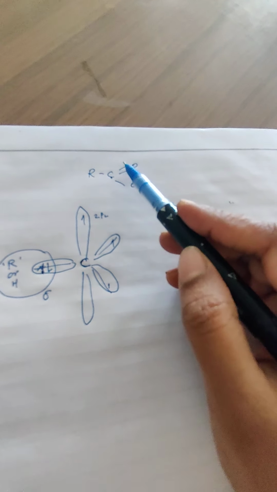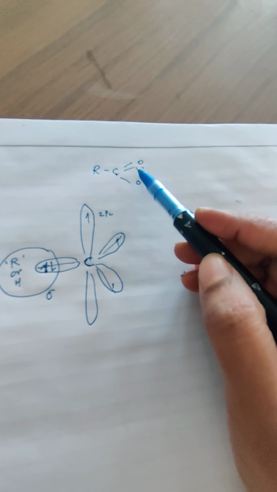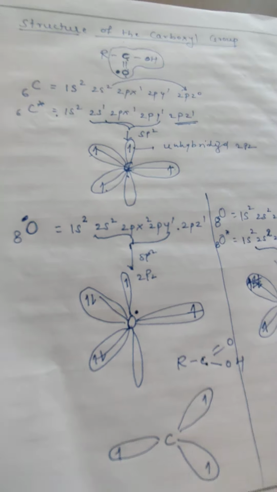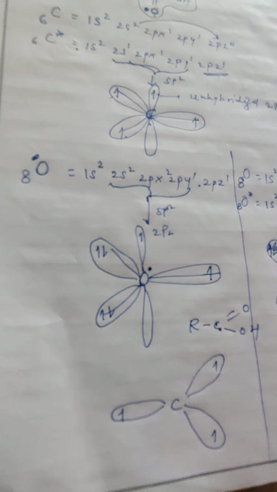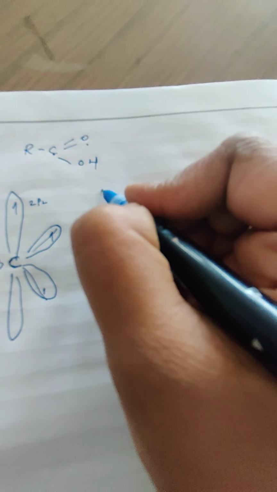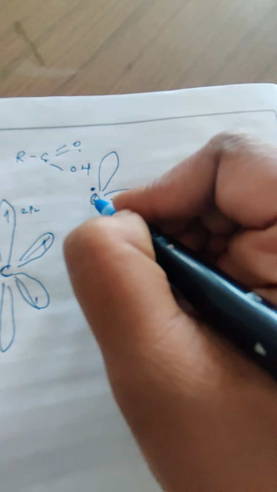Now come to here. This is oxygen, and we know that here it is doubly bonded. So what is the structure for it? Doubly bonded is like this. Here two lone pairs are there, so we are writing in the same manner. So here again we have oxygen which is doubly bonded. So this is one.